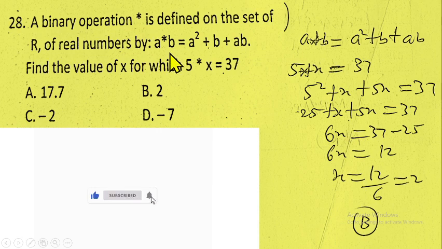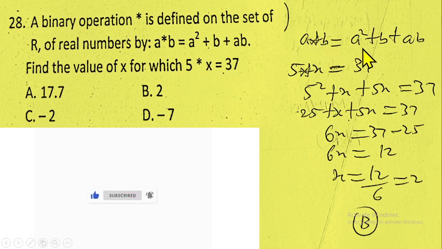Question number 28 is from binary operation. An operation asterisk is defined on the set of real numbers by a asterisk b equals a squared plus b plus ab. Find the value of x for which 5 asterisk x is equal to 37. So this is the rule given to us. We have to find x for this.